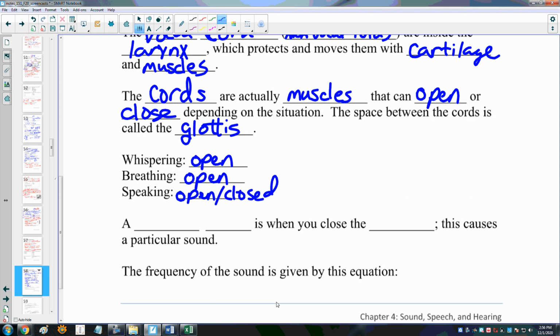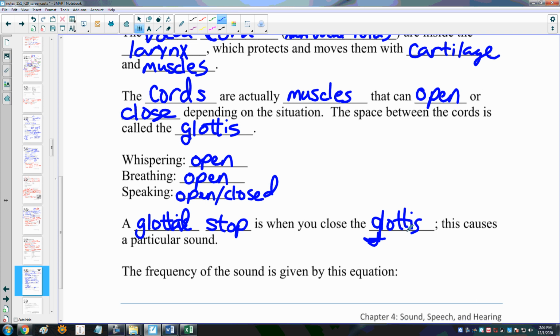A glottal stop is when you close the glottis. And this causes a particular sound. I have a video that I want to show you. A glottal stop is a technique that's used in music. And here I have a singer that describes the glottal stop and how that's used, particularly in pop and rock music.